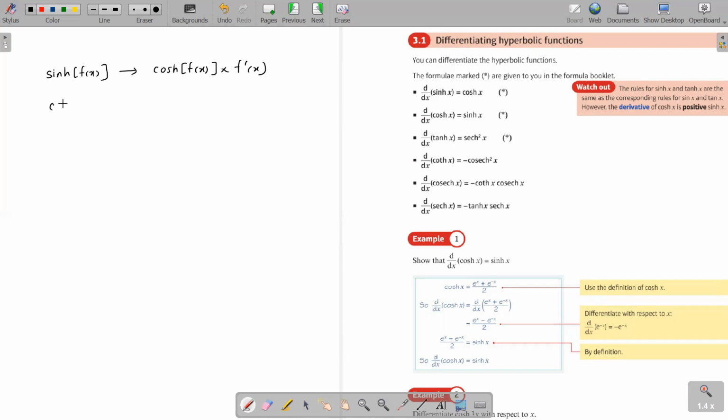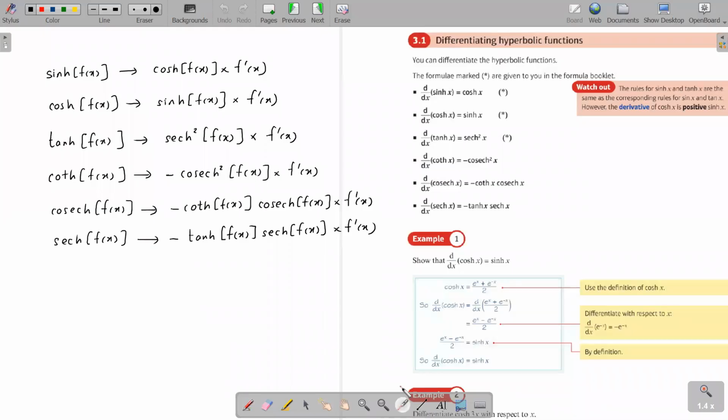Then differentiation of cos fx is equal to sine fx into f dash x. So likewise, continue the rules for everyone, because these are the rules that you actually need to use. These are the rules that I have written in the generalized format using the chain rule. Now we will use these rules to do the exercises.